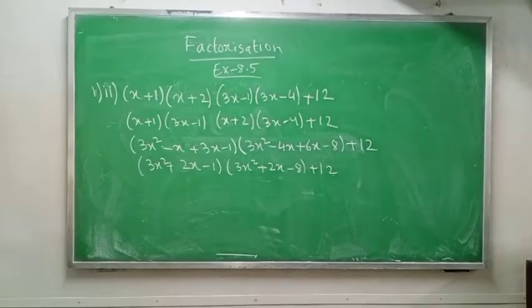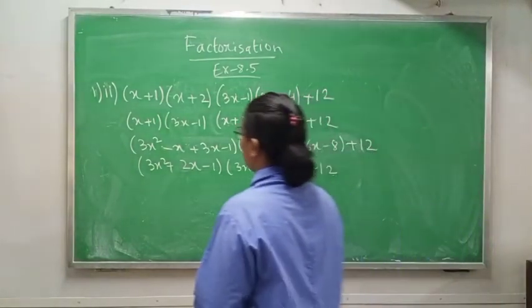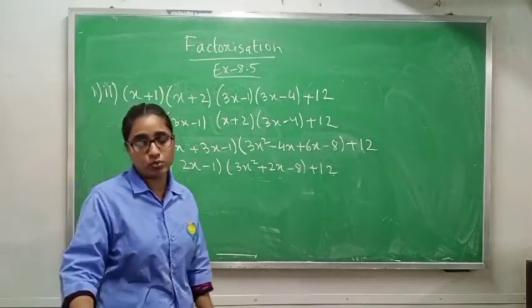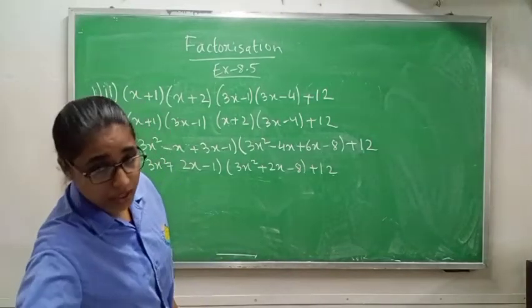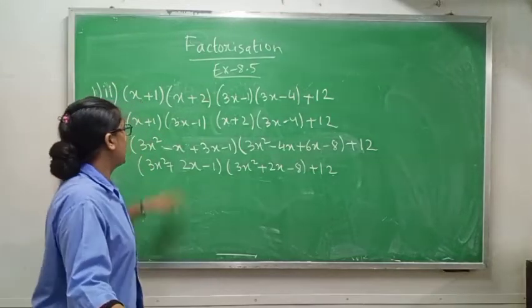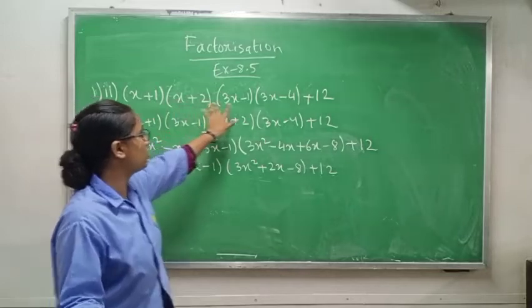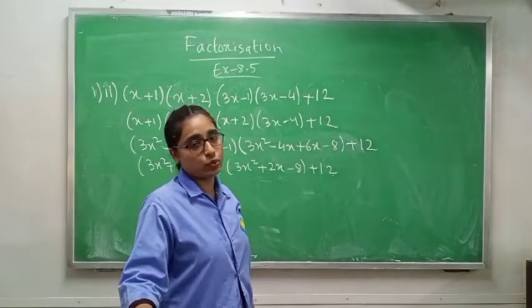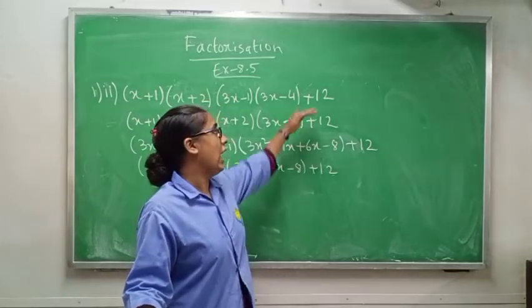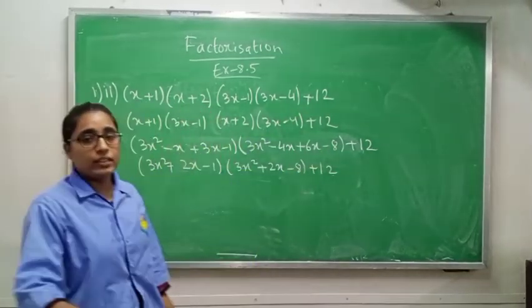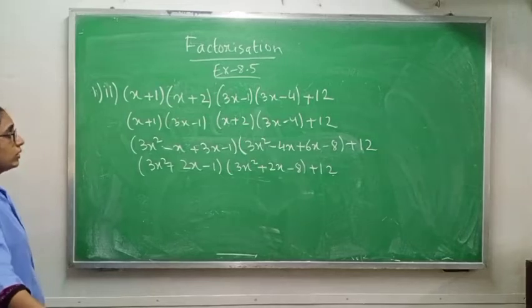Class 9C, question number 12. It is given (x+1)(x+2)(3x-1)(3x-4) + 12. When this type of sum comes, in which you have 4 terms in multiplication, (x+1)(x+2)(3x-1)(3x-4), and 12 is added, then at that time how will you solve this question?